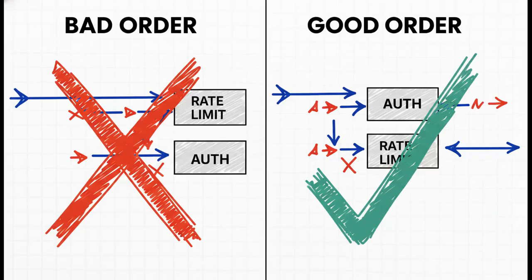Number 3, and please remember this one. Order matters. A lot. Think about it. If you put a rate limiter before you authenticate, any random person on the internet can hammer your service and burn through your request tokens. But if you authenticate first and then rate limit, now you're only applying limits to actual valid users. That's a huge architectural and security decision.